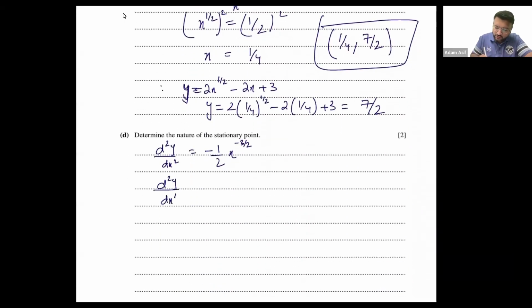You need to find d square y over dx square की value at x equals to 1/4. Stationary point क्या है? 1/4. When you plug in 1/4 over here, do you get a positive value or a negative value? Plug in -1/2 times 1/4 की power 3/2. Just plug in. बताओ मुझे पॉजिटिव वैल्यू आएगी, नेगेटिव आएगी? ये आ रही है -4, which is less than 0. If the second derivative is less than 0, then the stationary point is minimum or maximum?